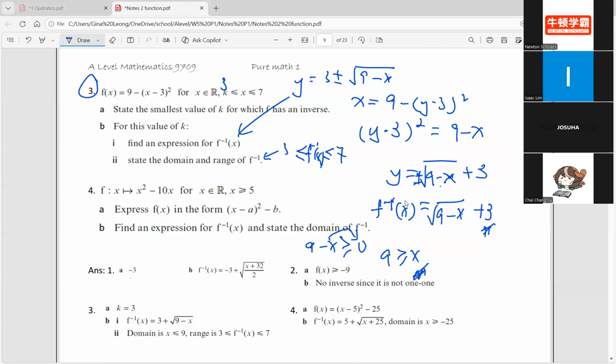Okay, as I said just now, the domain for the inverse is actually the range of f(x), and the range for the inverse is actually the domain of your f(x). So the range, straight away I know, is 3 to 7. Right? Am I right?